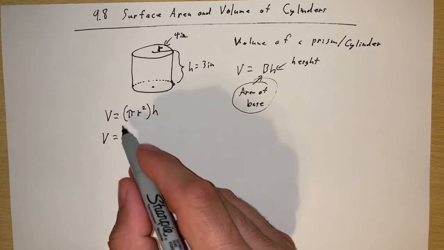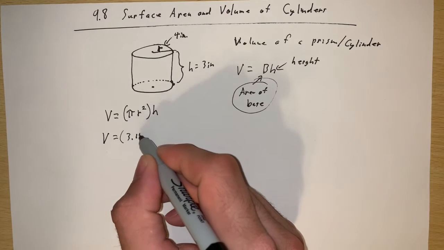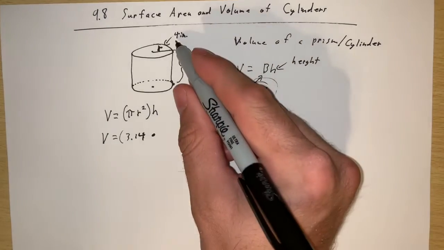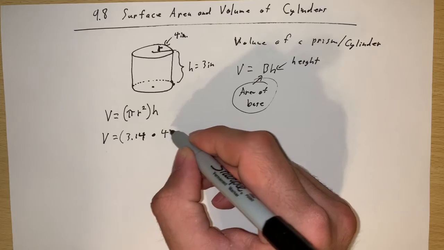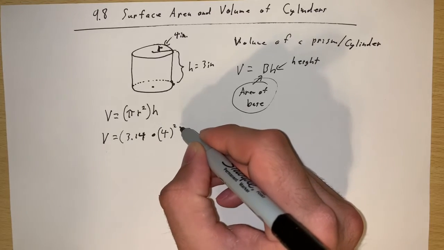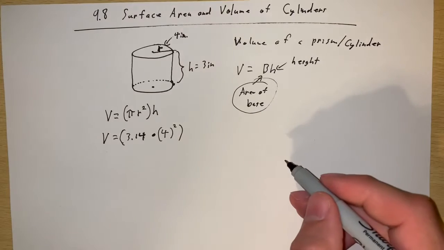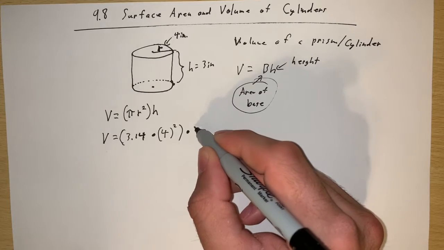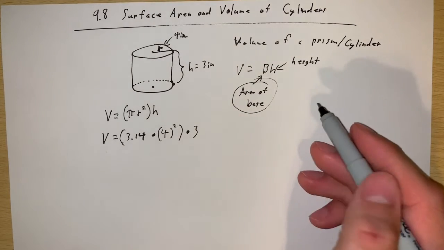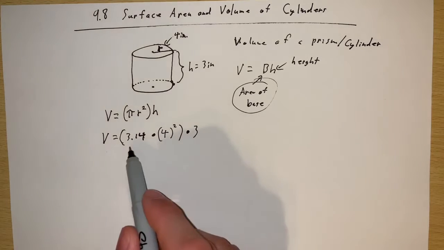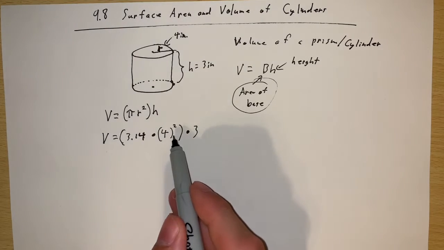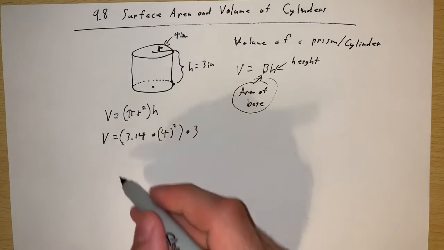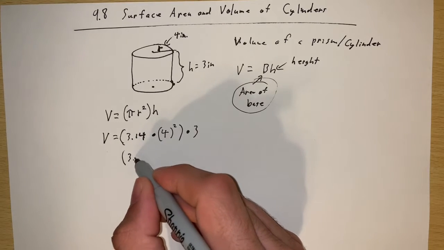Pi, we already know, is 3.14. R, in this case, is 4, but don't forget this 4 is squared. Times H, which is 3. Let's work with our order of operations. Inside the parentheses, we have an exponent. So 4 squared is 16.